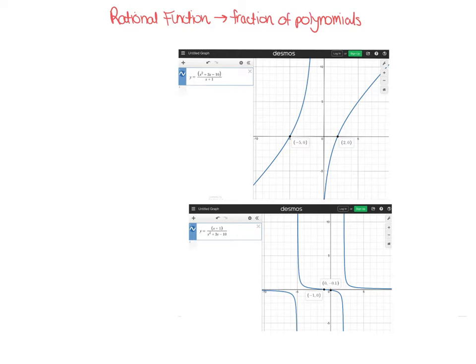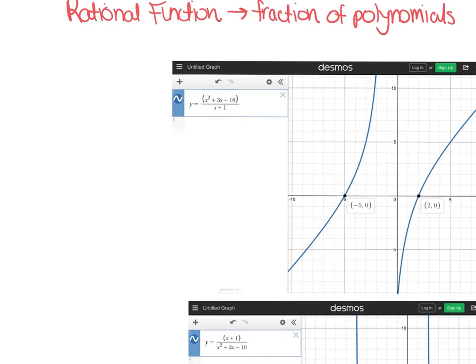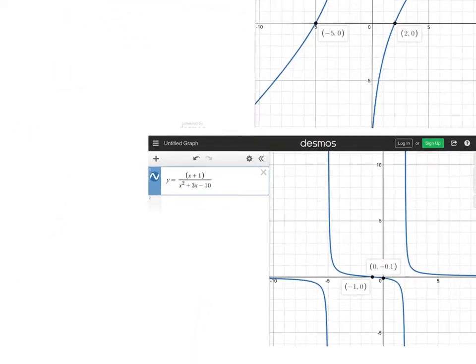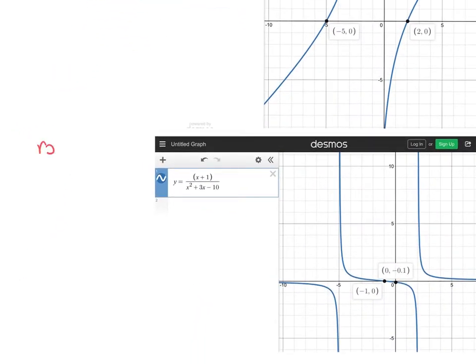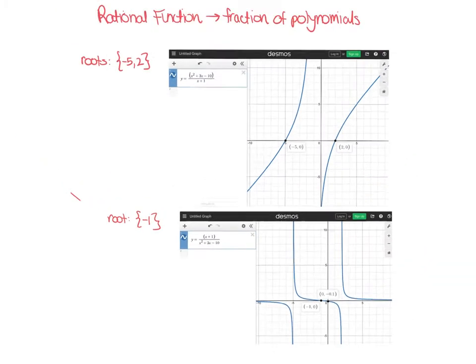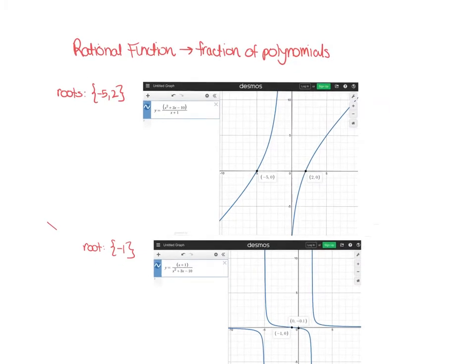Okay? So the first characteristic we're going to look at with rational functions are the roots of our function. And your roots come from when your function is equal to 0, okay? Notice this first one, our roots are -5 and 2. I plotted them when I graphed it. And if you look at the second one, you only have one root, and it is -1.